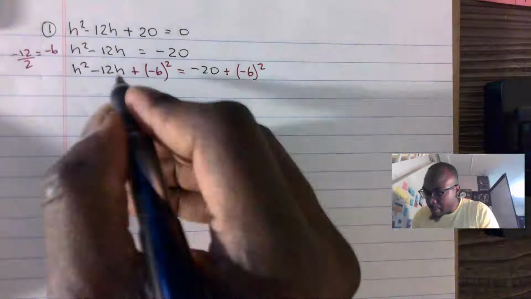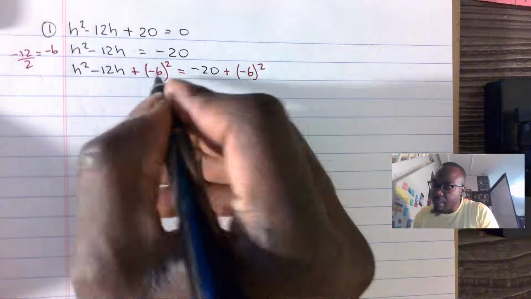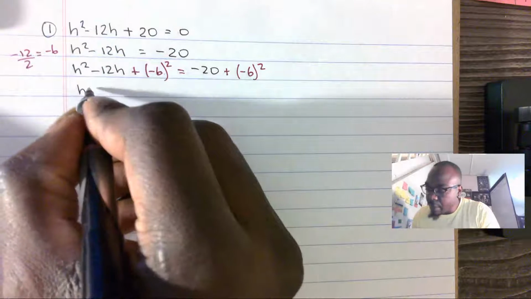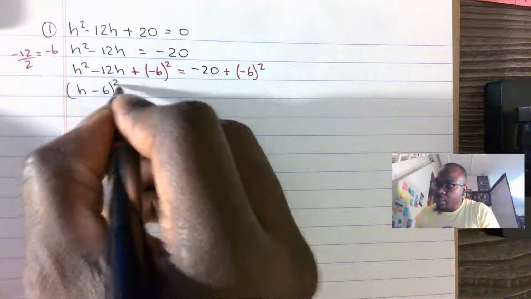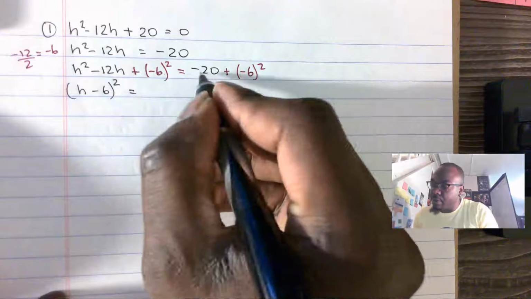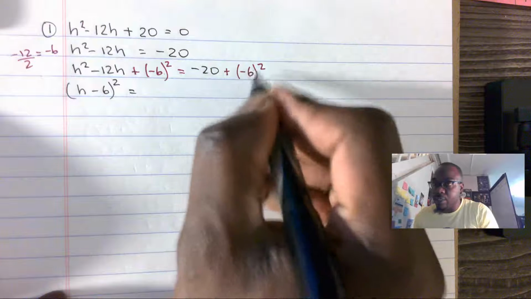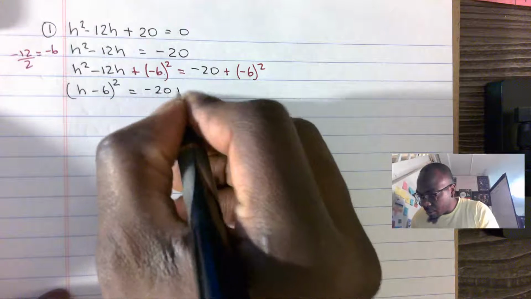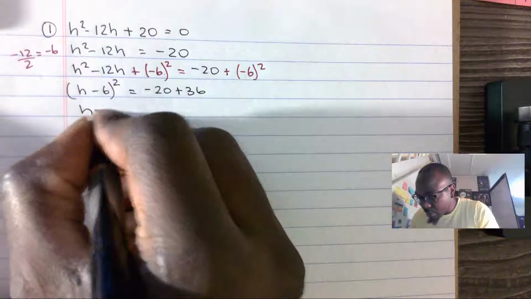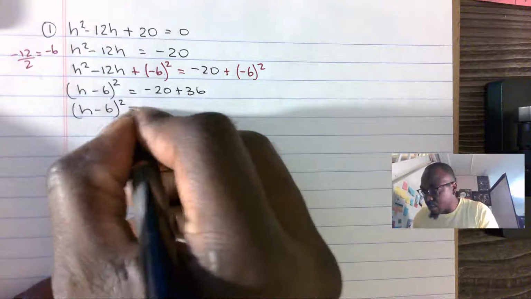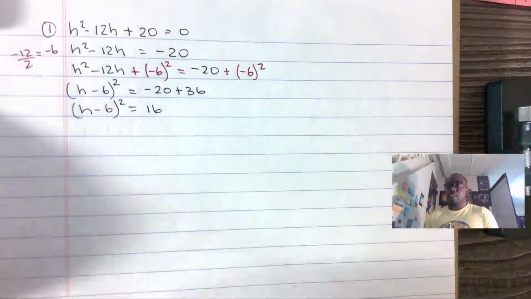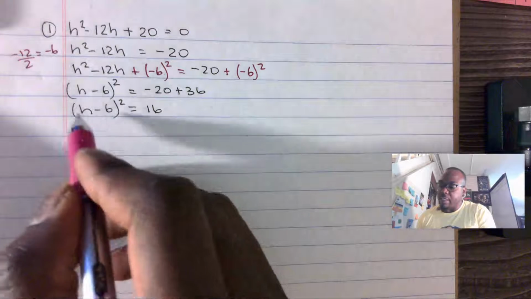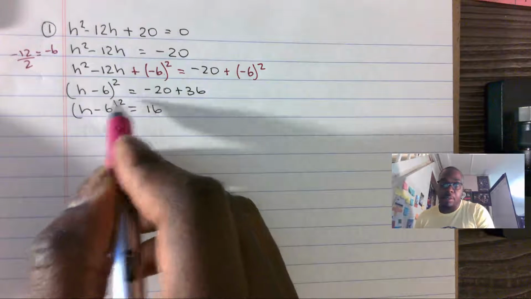So from here, I'm going to set it to where I have h minus 6 all squared, because this is a complete square. So h minus 6 all squared is equal to negative 20 plus negative 6 squared, which is going to give me 36. So it's going to be negative 20 plus 36. So h minus 6 all squared is equal to 16. Now I'm solving for h here, all right? So because I'm solving for h, I've got to take the square root of both sides in order to get rid of the square here.